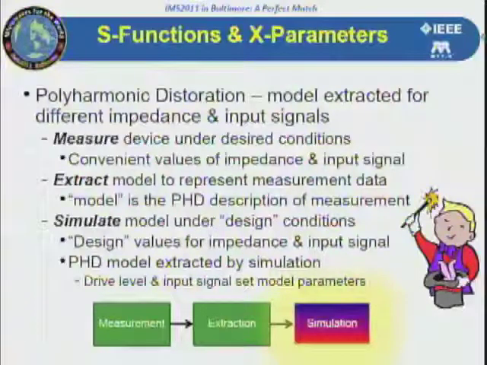When it comes to extraction of the model, we're just going to use the representative PhD description that we want to use, whether it's S functions or X parameters. We want to simulate the model under design conditions, just like we did with the Cardiff model, but here that design condition doesn't have to map exactly into whatever the measurement condition was. So if things change a little bit, if we want to do something a little bit creative on the input or the output, we have that flexibility with the PhD-based models.